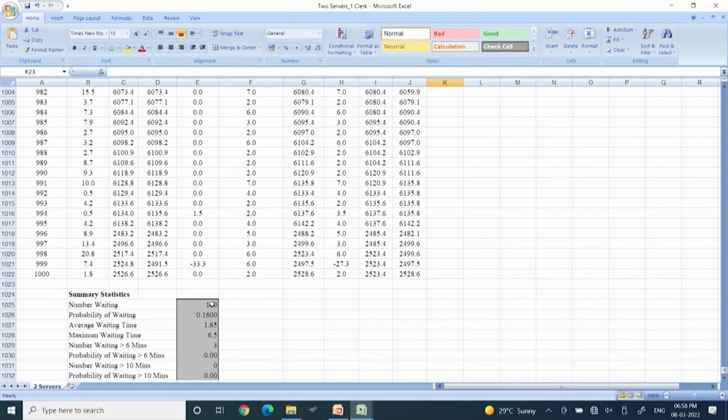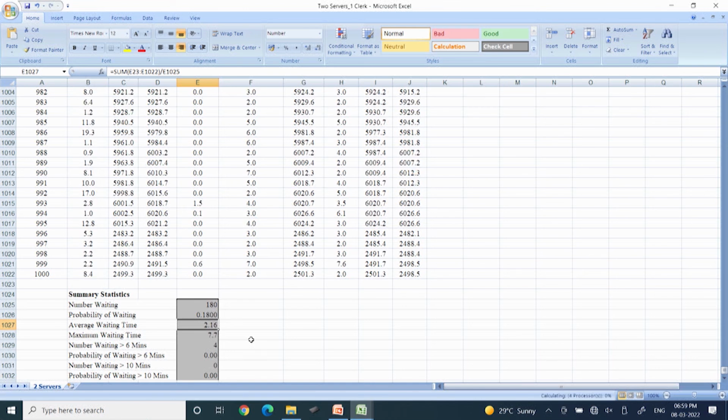I have found different summary statistics: number of people waiting, probability of waiting. Look at the average waiting time. The average waiting time is 1.65. If I press F9, see that most of the time the average waiting time is less than 2.5 minutes. So, what we are concluding is that the third design is the most suitable design. That means having 2 servers will help us achieve our requirement of waiting time less than 2.5 minutes.